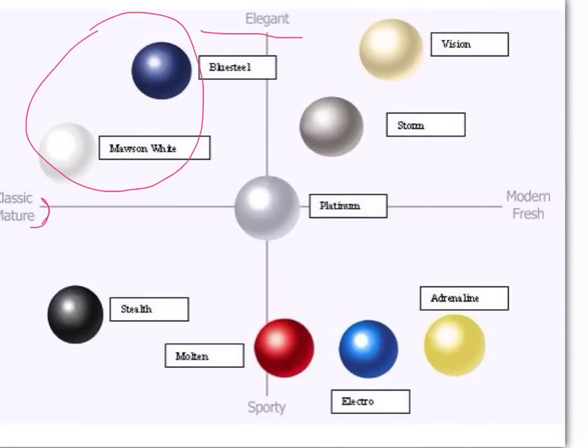In that dimension, we have two colors, blue steel and moss and white. If your marketplace demands a modern, sporty approach, here are some answers. Adrenaline, electro. And then we've got plenty in the middle. Platinum is for people that are sort of in the middle, maybe the more common mass market appeal. And so you can see that even using something like colors, you can create a perceptual map to understand how people perceive their choices.